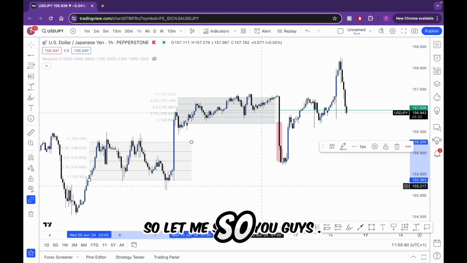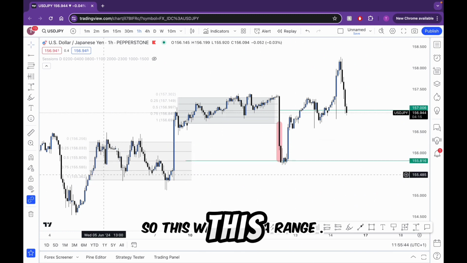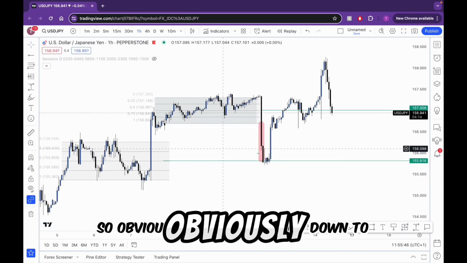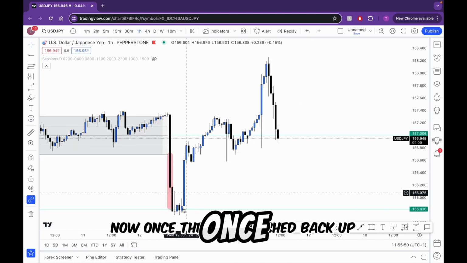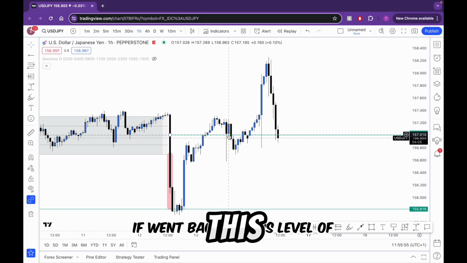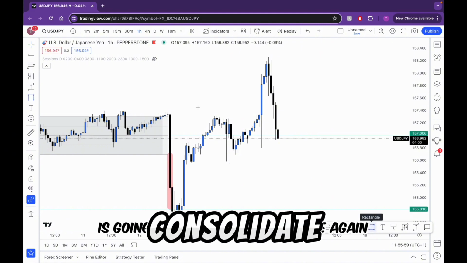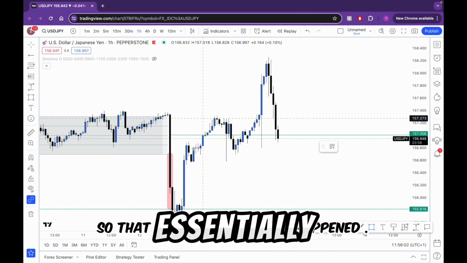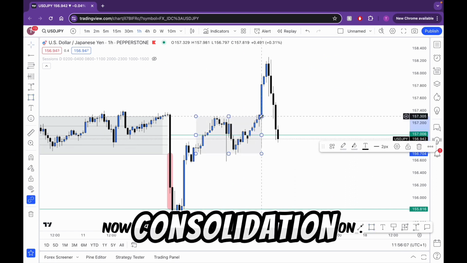Let me show you guys. This was also a range, so obviously the price pushed down to the 50% level of this range. Once the price pushed back up, this was on Wednesday, it went back to this 50% level, and like I said, once it reaches the 50%, it's going to start to consolidate again. So that's essentially what happened. Now we have another consolidation.